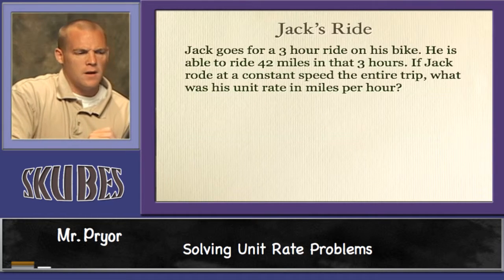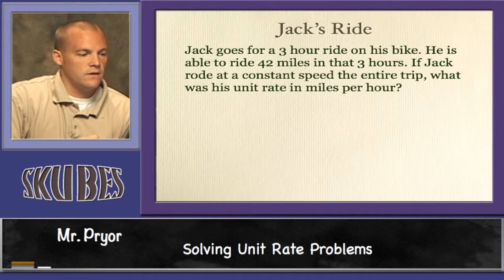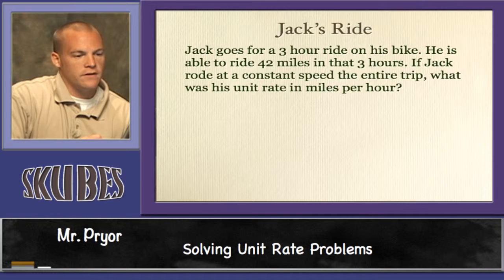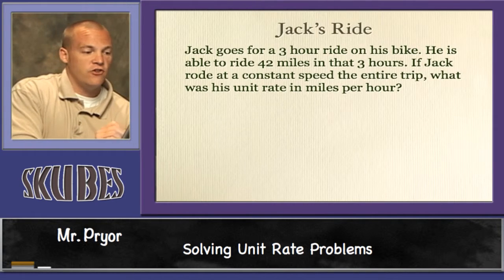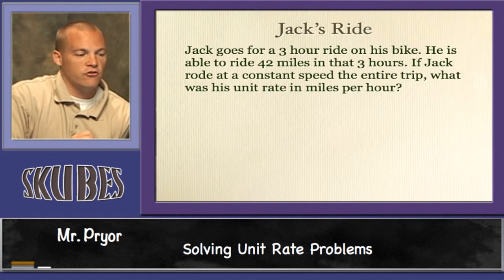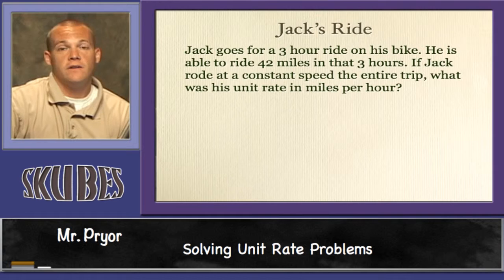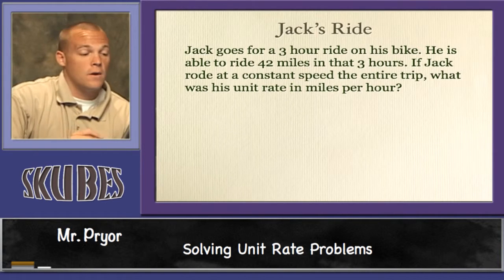The majority of these problems are going to come in word problem form. So this is a bike problem. Jack goes for a 3-hour ride on his bike. He's able to ride 42 miles in 3 hours. If Jack rode at a constant speed the entire trip, what was his unit rate in miles per hour?